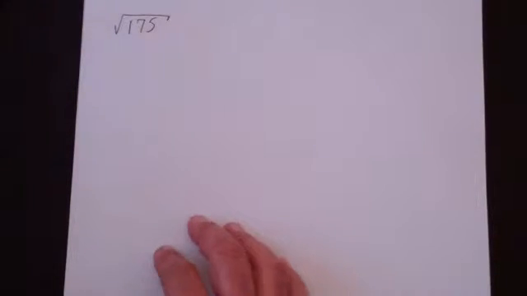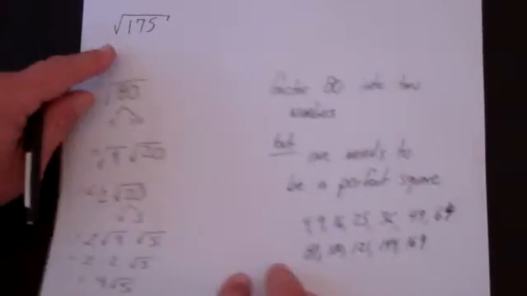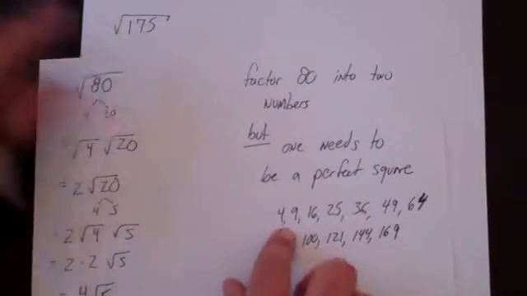Let's look at another example of simplifying square roots. Let's say you have the square root of 175. The first step is to find two numbers that multiply to 175, but one has to be a perfect square. So let's look at my perfect squares: 4, 9, 16, 25, 36. I want to look at a number that goes into 175.